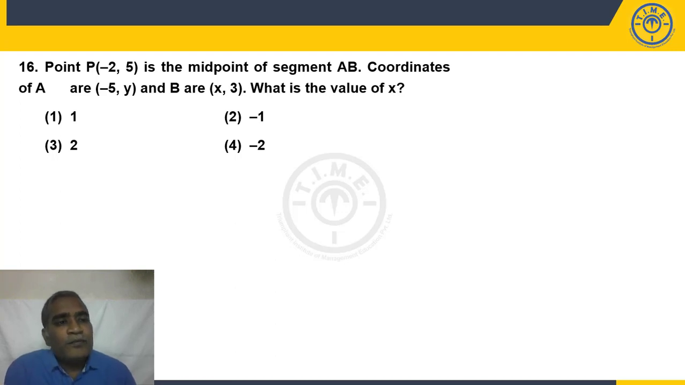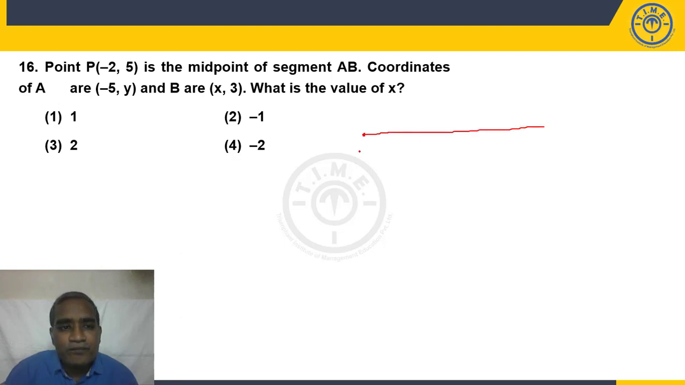Look at the problem. Point P (-2, 5) is the midpoint of segment AB. Coordinates of A are (-5, y) and B are (x, 3). What is the value of x? I have given the midpoint formula. What is the midpoint formula? Midpoint of AB is equal to ((x1 plus x2) by 2, (y1 plus y2) by 2).